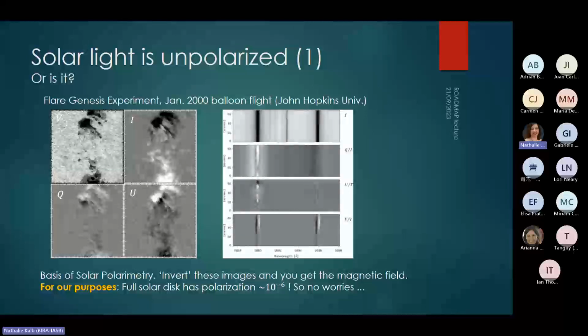As you can see, the intensity is the same for both lines. However, Q is different. U is also different. Circular polarization is not so different. So you have extra information in these Stokes components. However, for our purposes, we are using the full solar disk to illuminate the atmosphere, and we measure the scattering. For the full solar disk, it's not really a problem. We can consider the sun as unpolarized. The full solar disk has a polarization degree of about 10 to the minus 6.